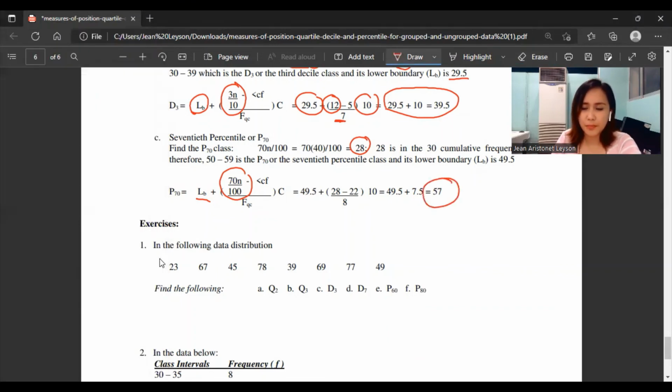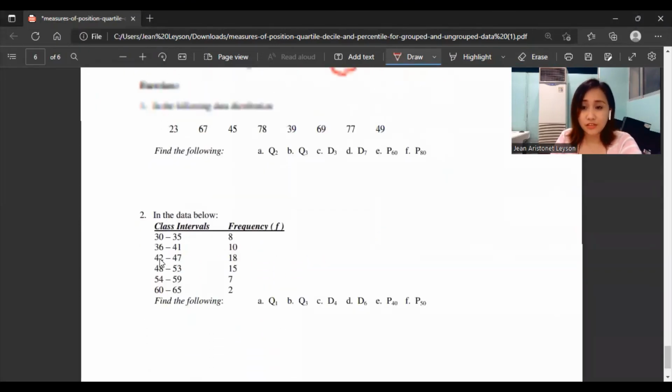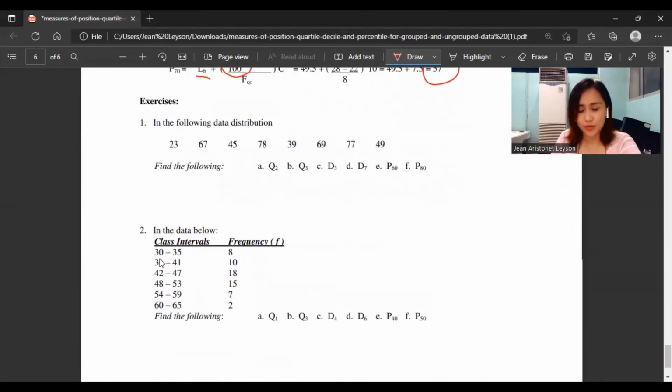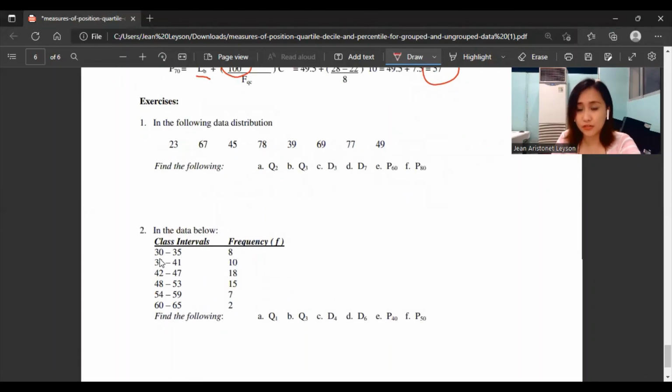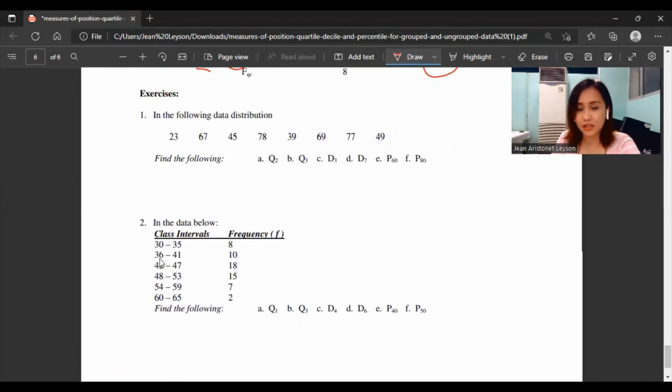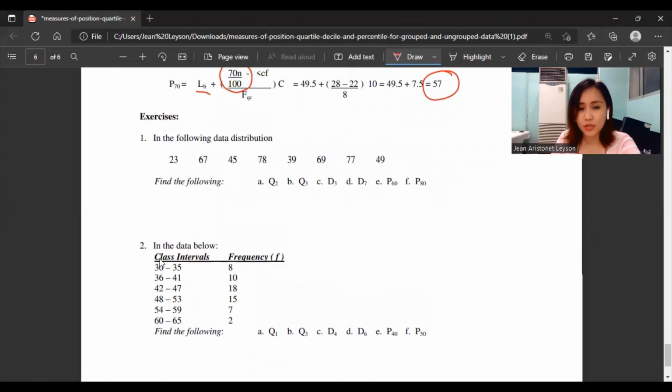So we have exercises below. You can actually go ahead and practice on your own. If you have questions or clarifications, you're always free to ask in the comment section below or in our group chat.